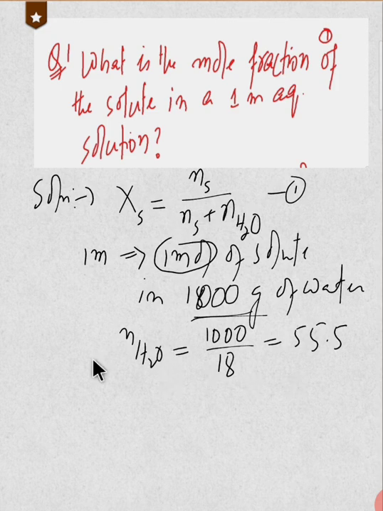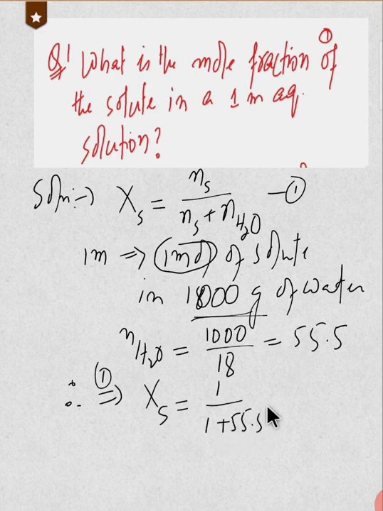55.5. So therefore, equation number 1 implies the mole fraction of the solute is equal to the number of moles of solute, which is 1, divided by 1 plus 55.5, and this value comes out to be 0.0177. This is the answer. Okay, this is the first question.